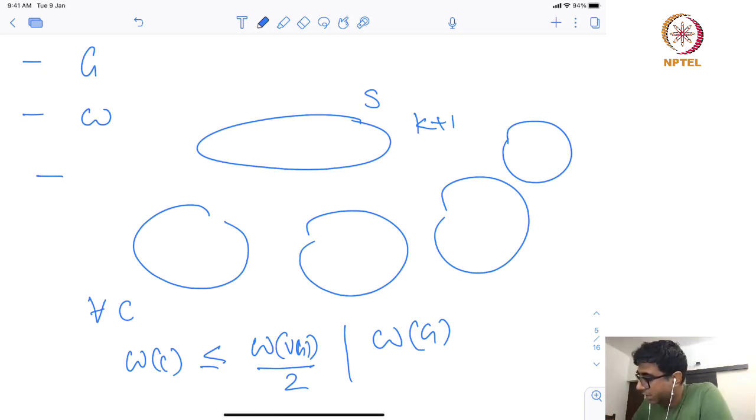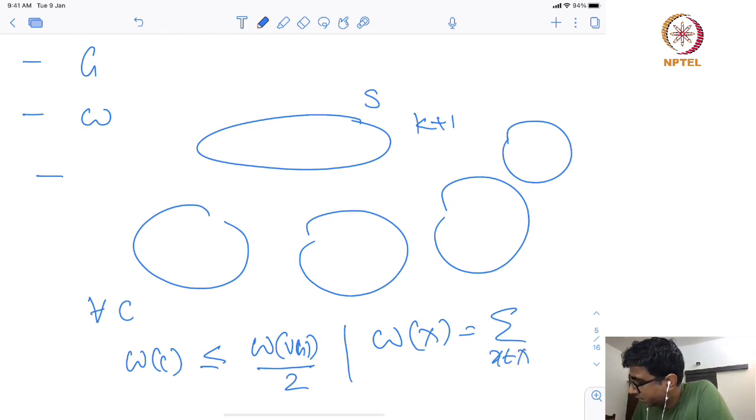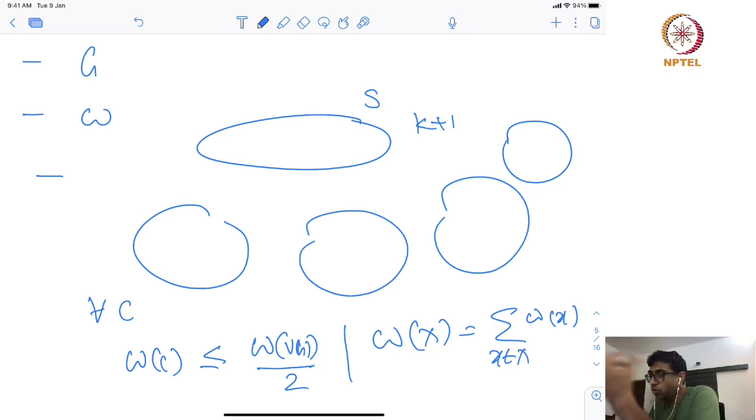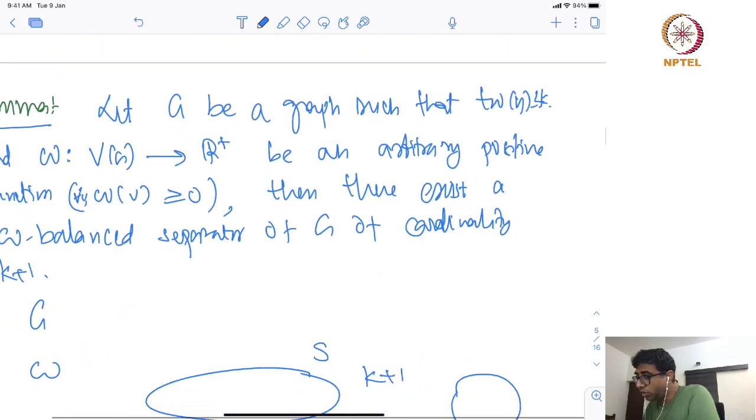And what is the weight of any set X? It's just the natural definition. Weight of X is the sum over x in X of weight of x. So, if you have a set X, you just sum up the weights of each vertex. This is why it is called a weighted balanced separator. Now notice that you would have got the at most half of the original graph definition if we just put the weight of every vertex to be 1. So, if W is the weight function which assigns every vertex 1, then we would have satisfied this property.